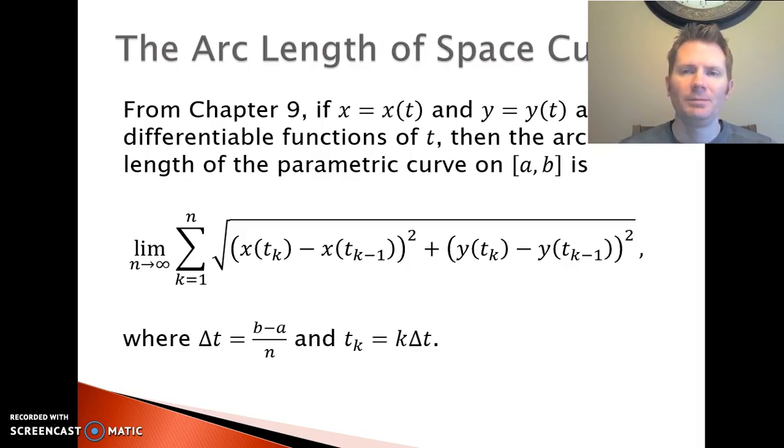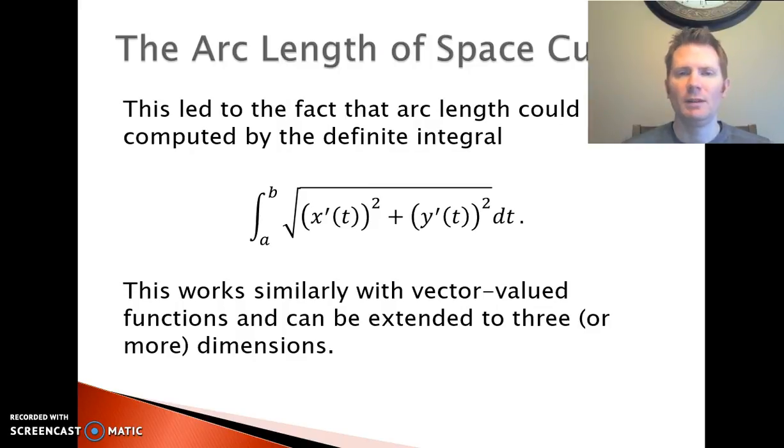From chapter 9, we talked about parametric equations and the arc length of the parametric curve, and that was all done with 2D parametrizations. This is the formula that we developed then, the Riemann sum: the limit as n goes to infinity of the sum from k equals 1 to n of the square root of that expression. Delta t was the difference in the endpoints of the interval divided by the number of subintervals, and t sub k is k times delta t. That's how you got the next endpoint for each subinterval. Since that was the Riemann sum, we were able to say that the arc length could be computed by the definite integral that you see there.